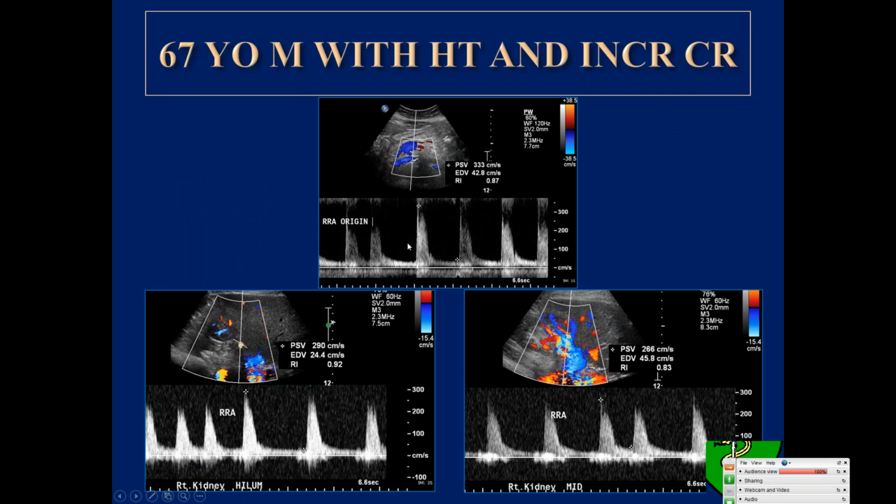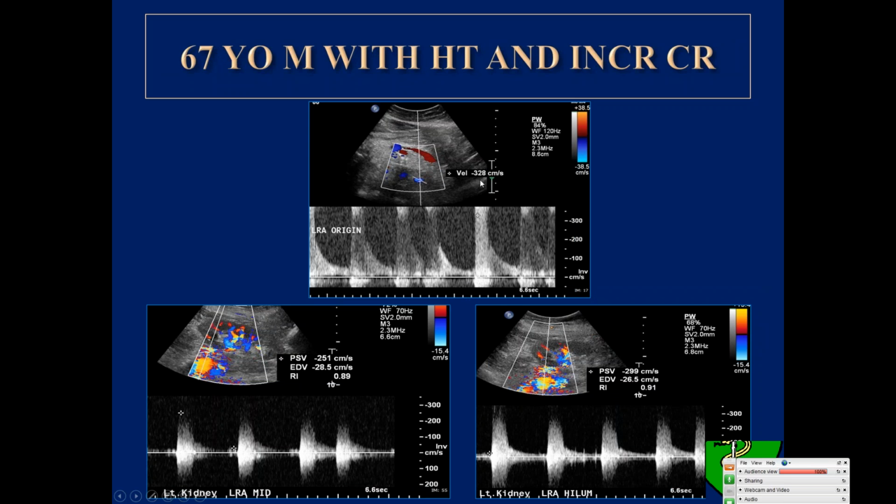This is a different patient who is 67 years old, male, and he came with hypertension and increased creatinine. If you look at the origin of the right renal artery, the mid-renal artery and hilum, all of these portions of the vessel demonstrate very high peak systolic velocities that would meet the criteria for stenosis, and also high ratios that I didn't display to you. On the left side was exactly the same problem. We had very high peak systolic velocities.